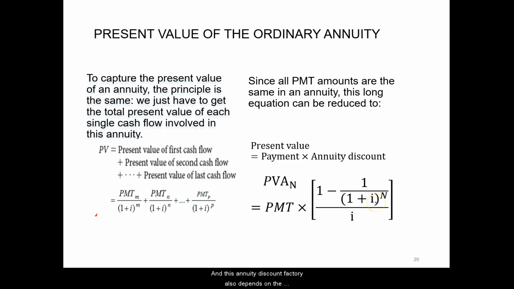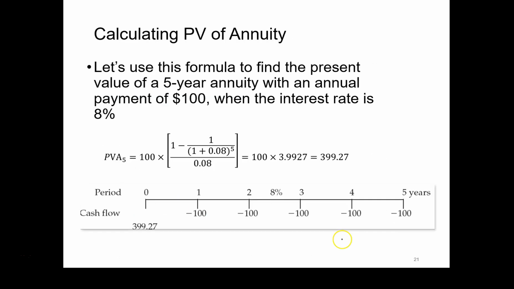And this annuity discount factor also depends on the interest rate and the number of payments. Now we can take advantage of this formula and try to calculate the present value of this 5-year annuity, each payment being 100, and the interest rate is 8%. So plug in the numbers into the formula, and you should be able to get $399.27. That is the present value of this annuity.